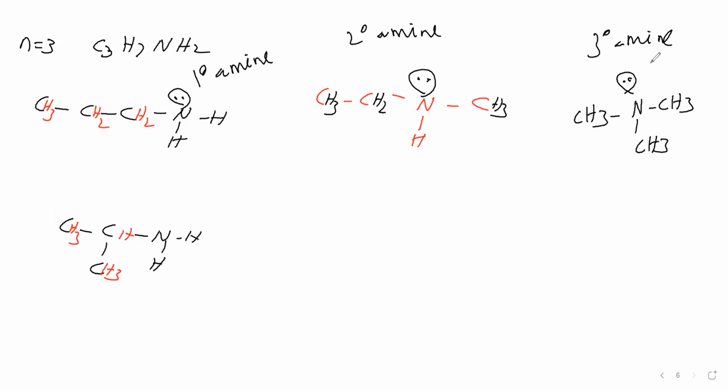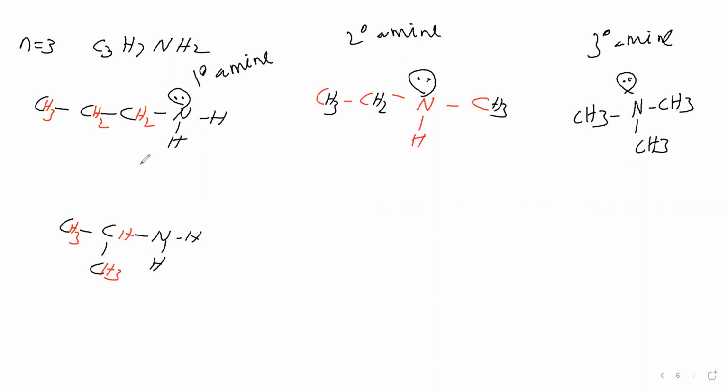Why do you call this tertiary amine? Because nitrogen is not having hydrogen, and nitrogen is directly linked with 3 other carbons. Therefore, tertiary amine. Here it is secondary amine because nitrogen is having only one hydrogen, and this nitrogen is directly bonded with 2 carbons. Therefore, secondary amine. This is primary amine because nitrogen is having 2 hydrogens, and it is directly attached to only 1 carbon. Therefore, primary amine.